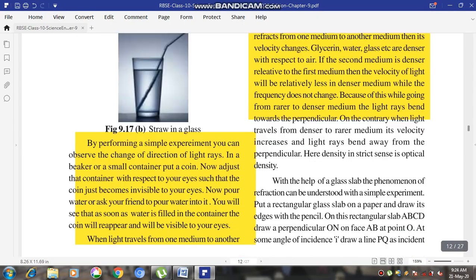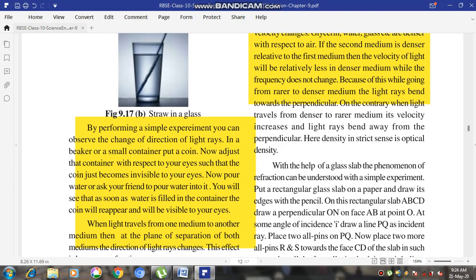On the contrary, when light travels from denser to rare medium, its velocity increases. When light travels from denser to rare, meaning from water to air, the velocity is increased. And when light travels from rare to denser, meaning air to water, the velocity will be decreased. Why? Because water is a denser medium and it is able to restrict or stop some kind of intensity of light. So here density in the strict sense is optical density.